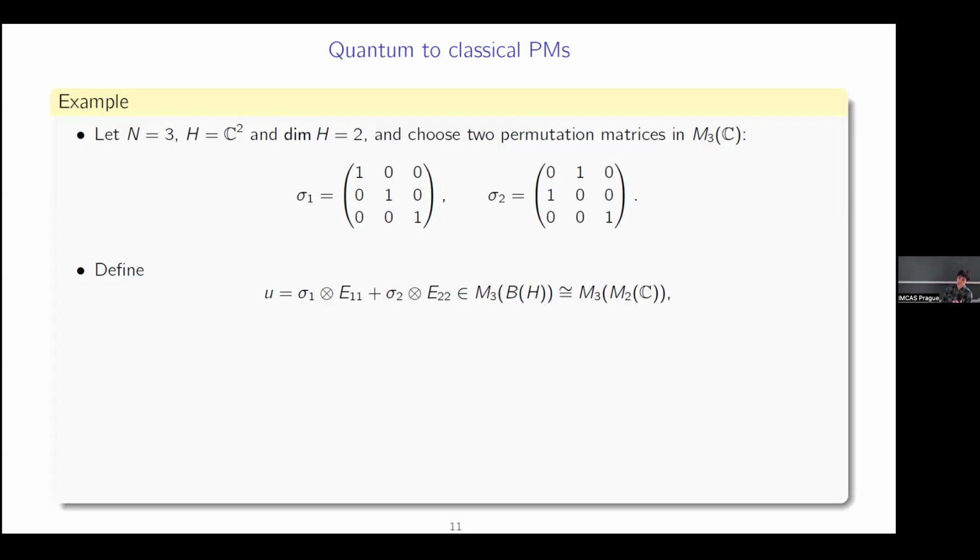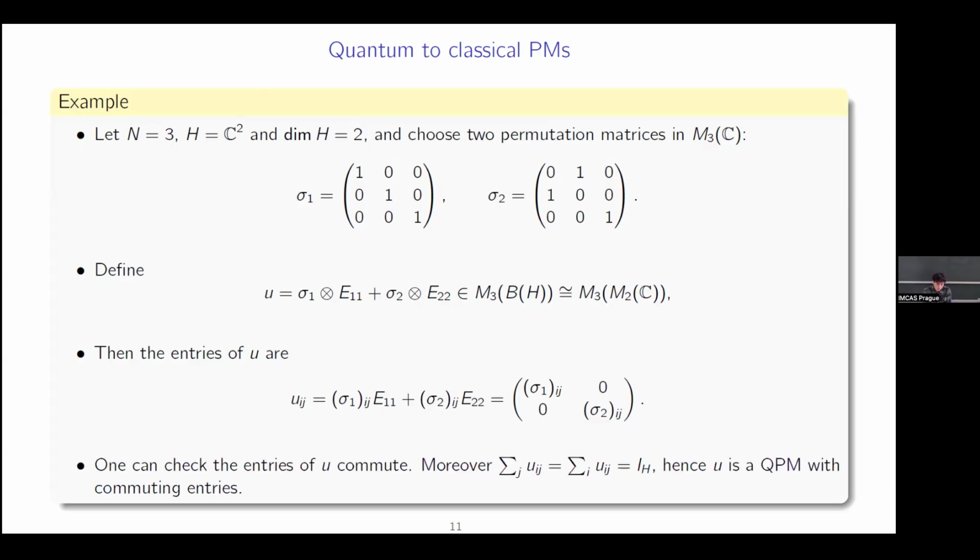Okay, so what we get here is something that lives inside the space of three-dimensional matrices whose entries are bounded operators over the Hilbert space H, and this is isomorphic to the three-dimensional matrices whose entries are two-dimensional matrices over C. So the entries of U are indeed provided by this decomposition here. So we have this diagonal matrix with sigma 1 and sigma 2. And one can check that the entries of U commute. And moreover, taking the sum over J or the sum over I, we are recovering once again one of the two assumptions that we use in order to define quantum permutation matrices.